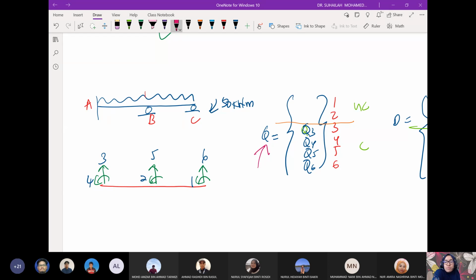We have to put a value, because in the constrained system we have already put the symbol unknown for Q3 to Q6. In the opposite condition, Q1 and Q2 in the unconstrained system must have a value. What is the value? Look at the diagram below. Look at position 1. Look at its direction. Compare with the one above. Is there any that has the same direction? Same behavior.